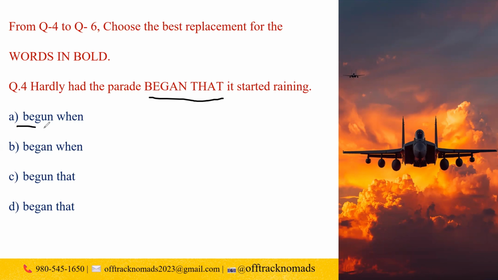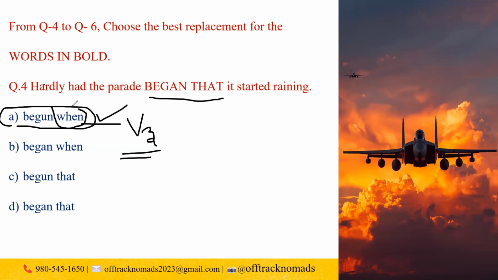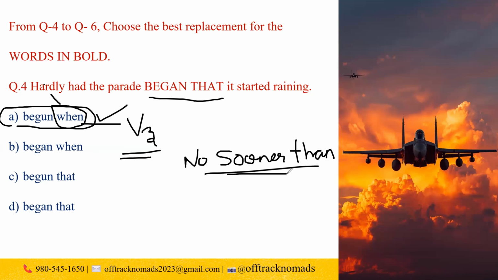It has to be option A. So hardly had the parade begun, the verb starts with V3. Whenever hardly had comes, the verb has to be in V3. Remember, my dear friends, whenever the sentence starts with hardly had, the verb has to be V3. And whenever hardly comes, the connecting word has to be when. So now find out what has to be the connecting word for no sooner than. This is the task which you have to follow now.